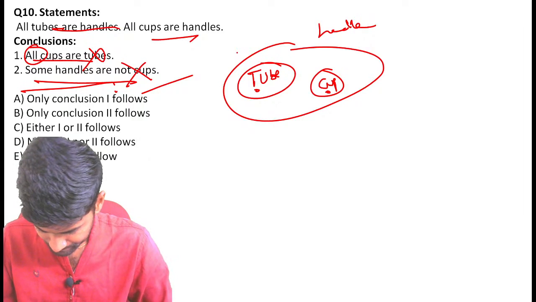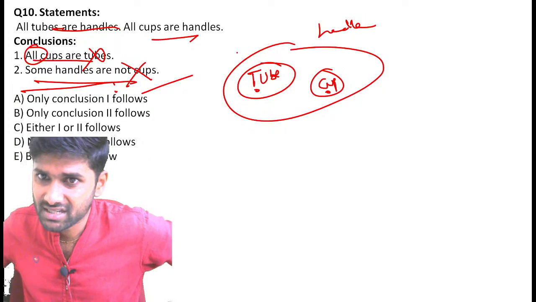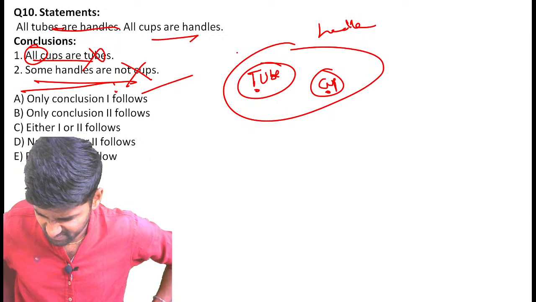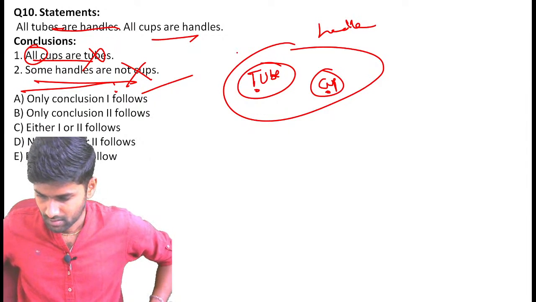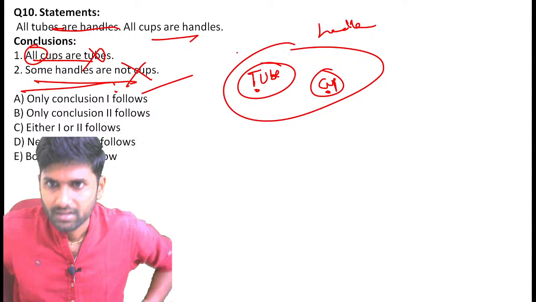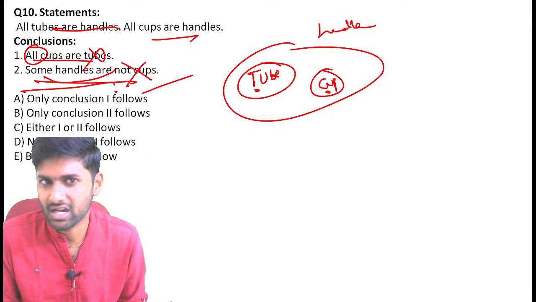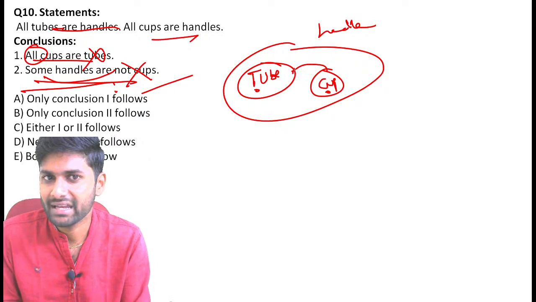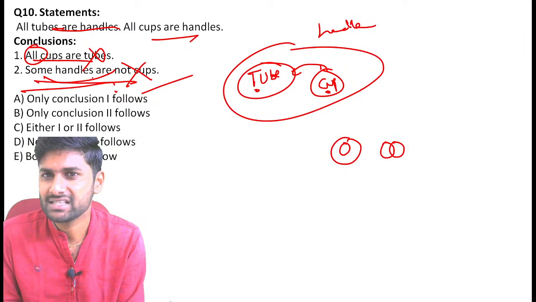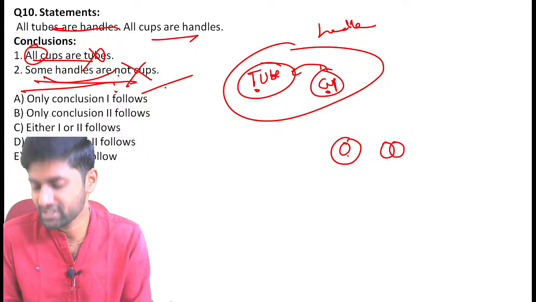See, the second one does not follow. Both do not follow. Some handles are not cups. What I mentioned is that any "some" need not be required as a conclusion. I can assume cup and tube. I can assume like all cups are tubes. I can assume some cups are tubes. Some portion we can't replace, we can replace only a some portion, we can replace all portion. Now then how does it follow?